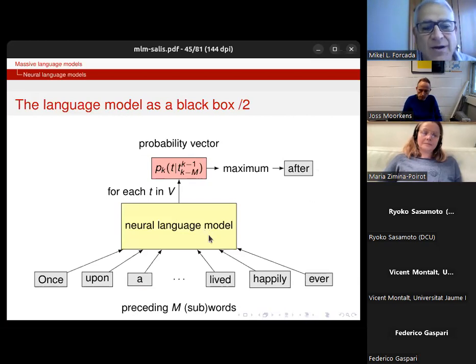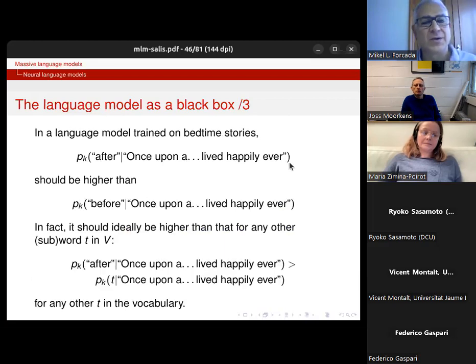So that's what the language model does. It reads a tale, reads at least 2,000 words behind the word we have, and it just generates the probabilities for what can come there. For it to be well trained, the probability of "after", given that context of "once upon a time, blah, blah, blah, lived happily ever", should be higher than the probability of "before", because these stories never end like "lived happily ever before". That doesn't make any sense. Or "lived happily ever elephant". It's not the way they work.